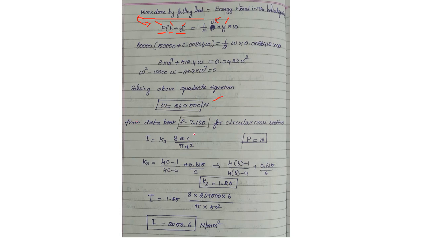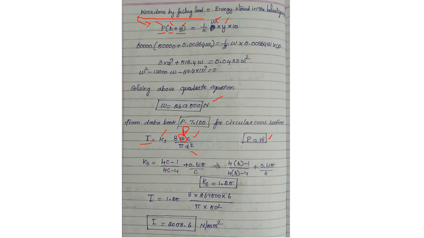So from the data book, page number 7.100, for a circular cross section, the shear stress can be written as Ks into 8Wc divided by pi d square. Now I know the value of W, C and D. In your data book, this notation will be given as P; only to show the difference, I have written P is equal to W here. If I find the Ks value, I can similarly find the shear stress value.